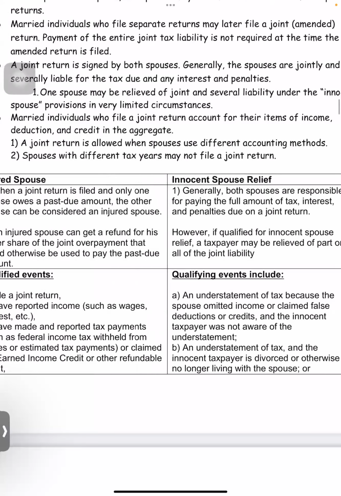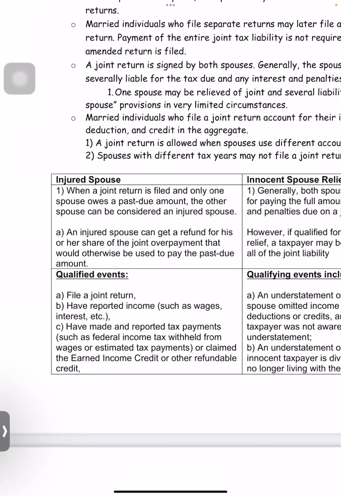There is a very minute difference. Injured spouse means for any previous past due amount, if you have to pay the IRS any past due amount, the spouse should not be made liable, because at that time you might not have been married, and that income on which the notice was received from the IRS was earned by the taxpayer wholly and solely. The other person, the wife, should not be made liable for that.